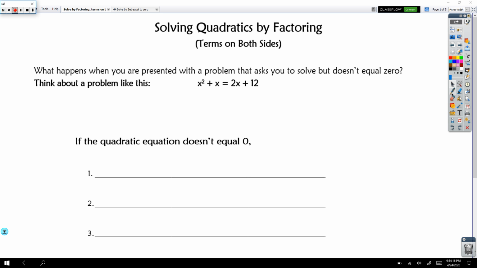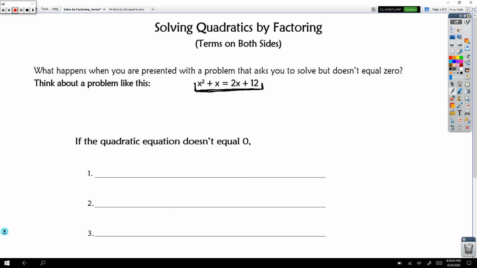Okay, so today we're going to look at still solving quadratics by factoring, but when we end up having terms on both sides and how we handle that. So, looking at that first example problem there, what happens when you are presented with a problem that asks you to solve but doesn't equal 0? So, we want to think about a problem that looks like this. So, how would I solve this problem?